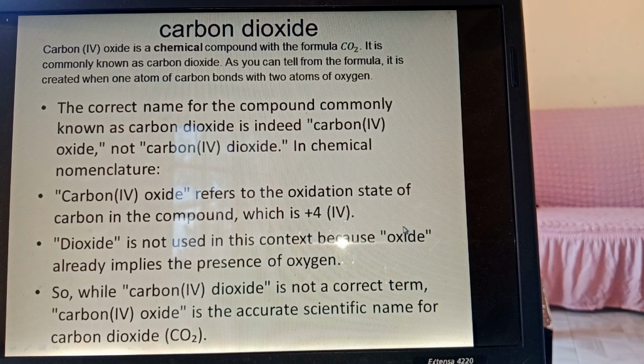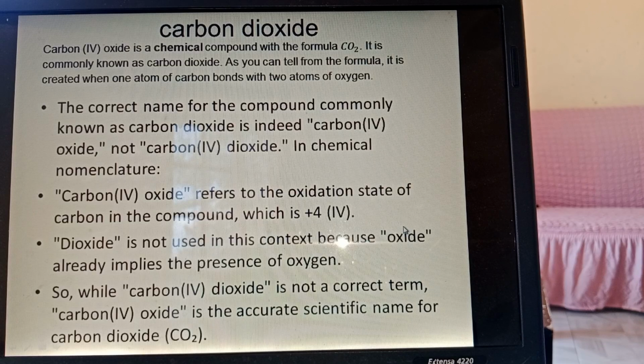So, in that slide, I give you the details of this chemical compound, carbon dioxide. So, carbon dioxide is actually nowadays known by its systematic name. And carbon dioxide is a chemical compound with the formula CO2. It is commonly known as carbon dioxide. So the common name is carbon dioxide.